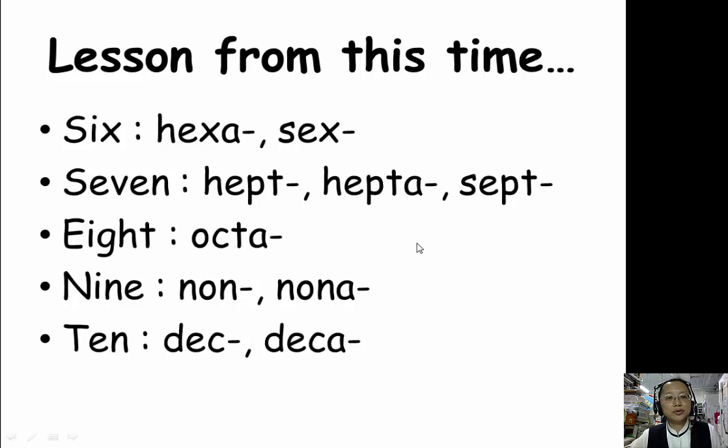Remember the story we told about the origin of September? Isn't it an interesting story? We will continue our lesson tomorrow with numbers.